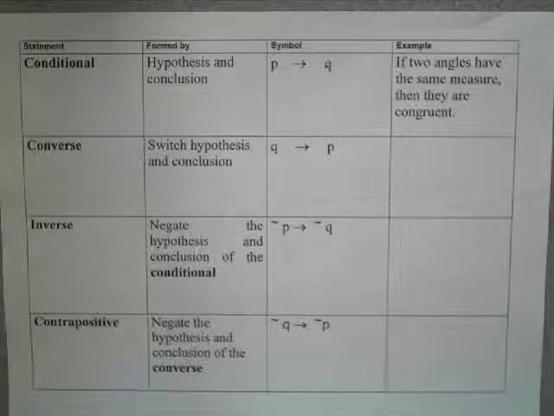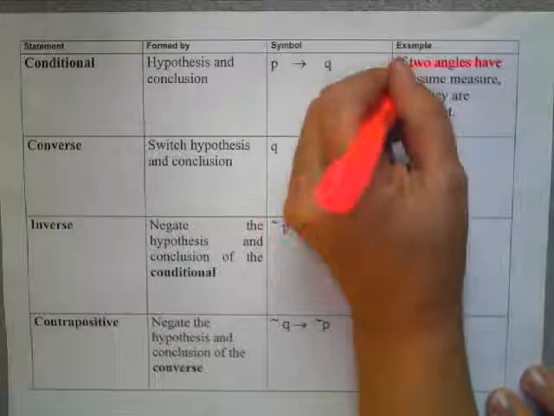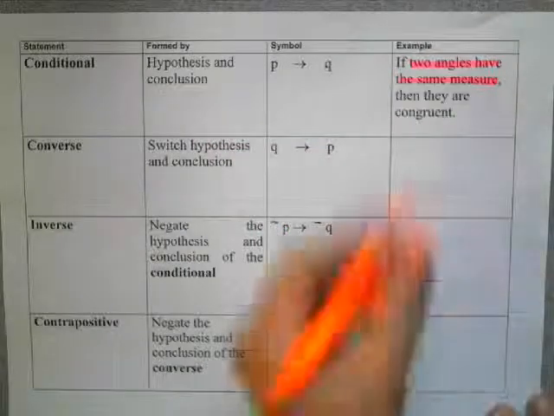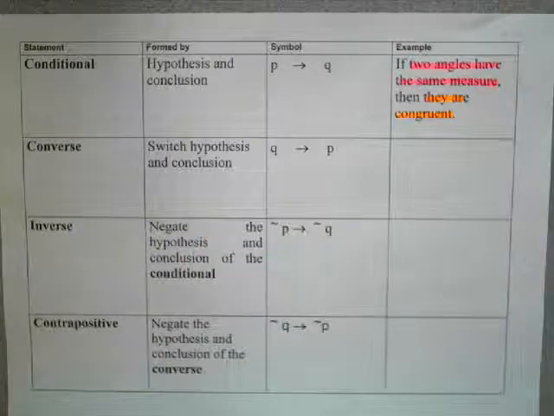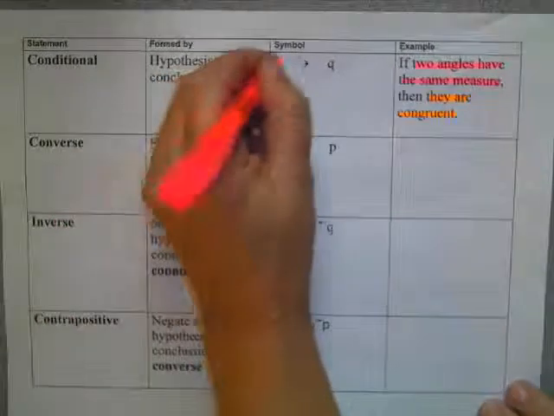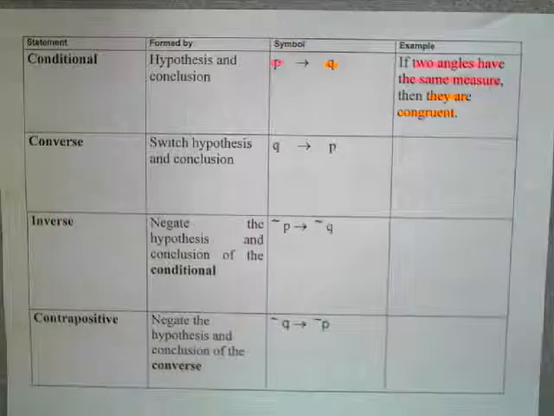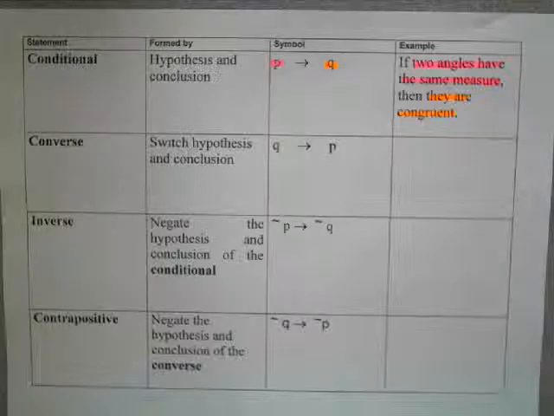So if we look at the original conditional, the hypothesis follows if. So we'll highlight the hypothesis here. If two angles have the same measure, and the conclusion follows then, so we know they are congruent. So that's our original P and Q. So hypothesis and conclusion. If we want to write the converse, that's kind of like if you think of vice versa.